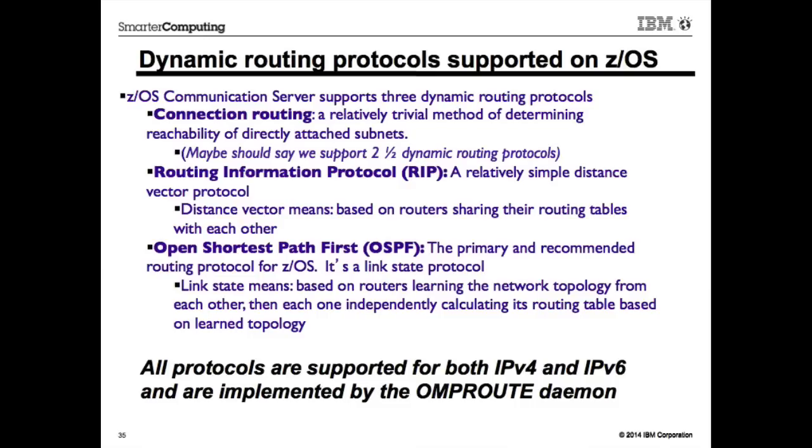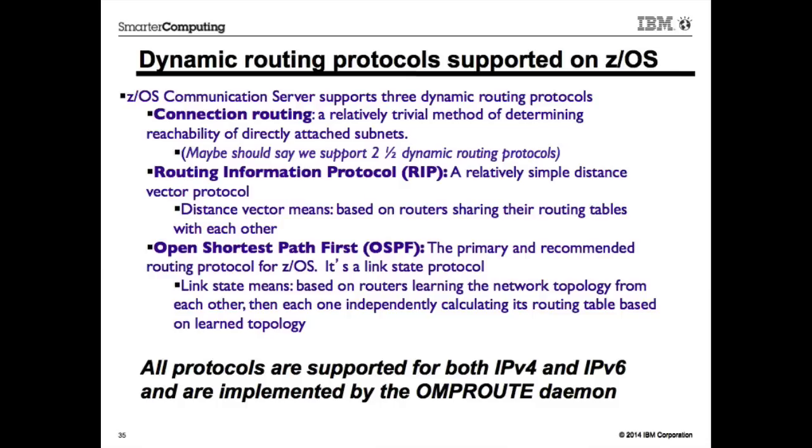So in slide 35, there are 3 dynamic routing protocols that z/OS supports. Well, actually, it's really 2.5 because one of them is kind of trivial. So the first dynamic routing protocol is what we call connection routing, and that's relatively trivial. All that is a method of determining the reachability of directly attached subnets. That's why we say it's kind of a half a routing protocol.